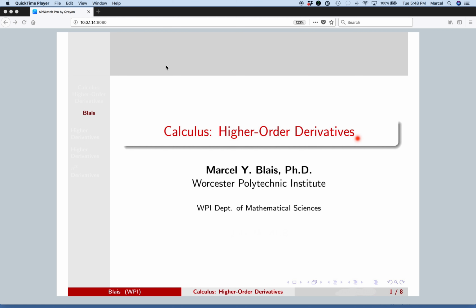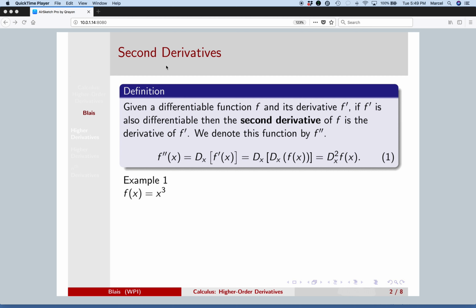In this lecture, we will be covering the topic of higher order derivatives. So if we're given a function f, and it has a derivative f prime, f prime is also a function. If that function f prime is also differentiable, then we can take its derivative. And that derivative we call the second derivative of f.